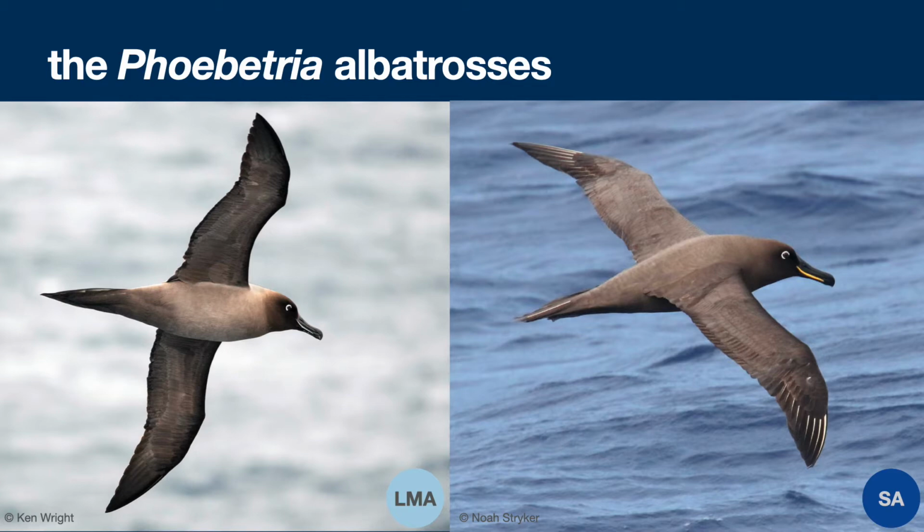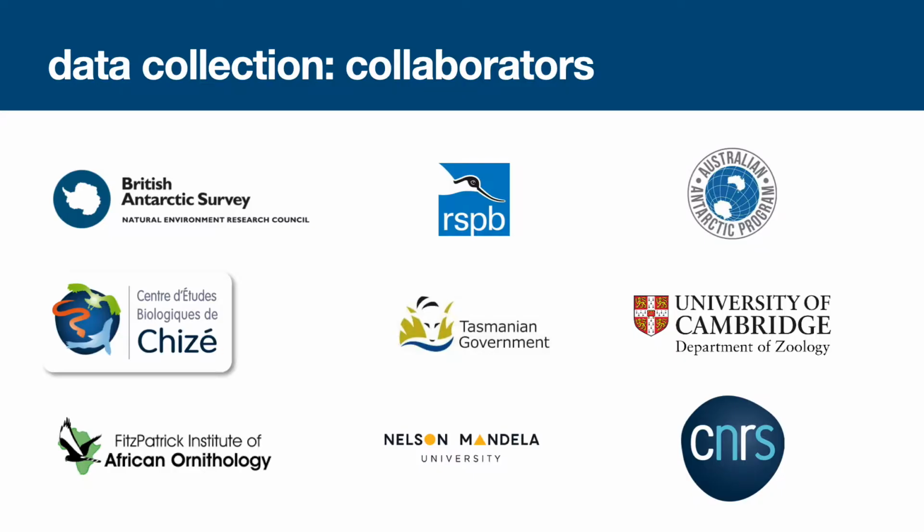So if we want to understand the way in which this pair of species utilizes the habitat they have access to, first of all, we need to understand where that habitat is. In order to do that, we need to track them. And as many of you know, tracking large predators is both costly and very logistically challenging. So to ask this question, we needed to collaborate.